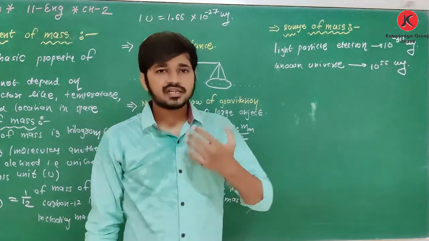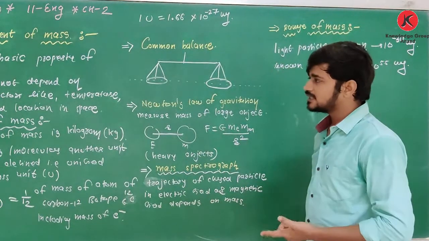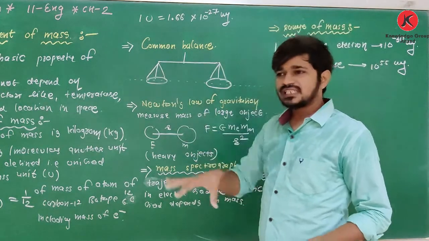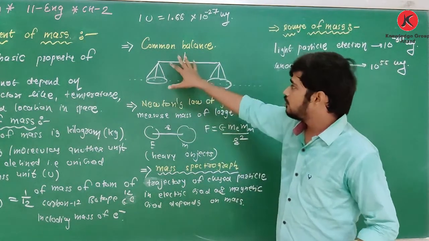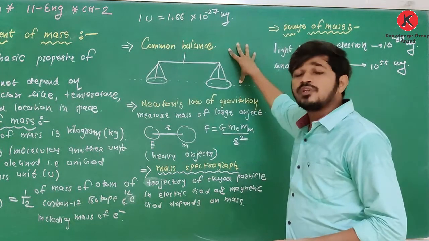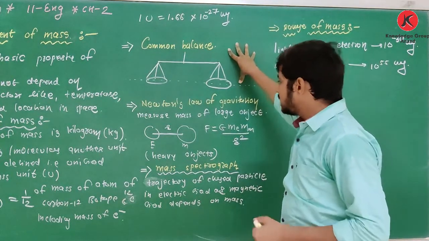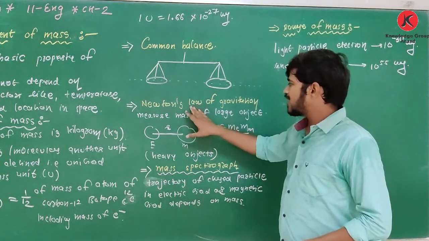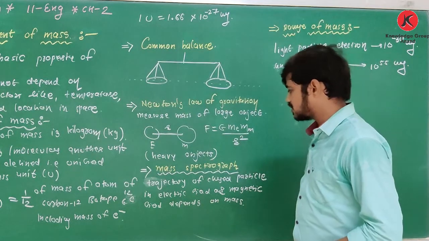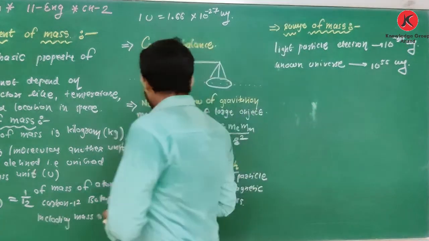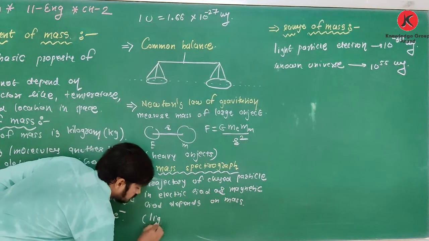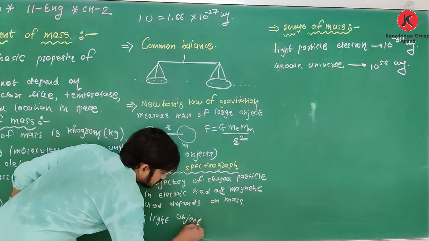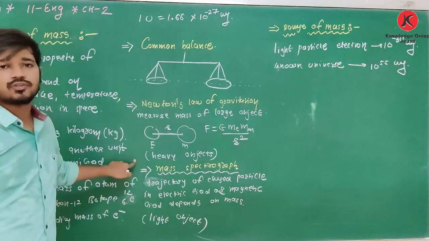So see here again: measurement of mass. What is mass? Units of mass. Then how to measure mass? For objects that we use in daily life, we measure mass with the help of a common balance or a spring balance. For objects which are heavy in size, we measure mass with the help of Newton's law of gravitation. And for light objects, we have to use mass spectrograph.